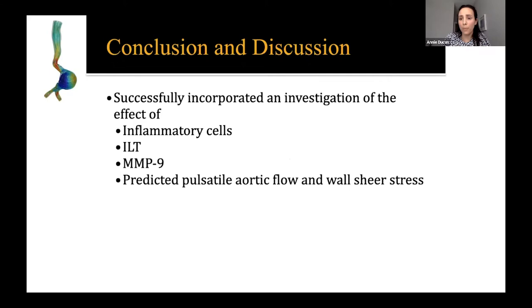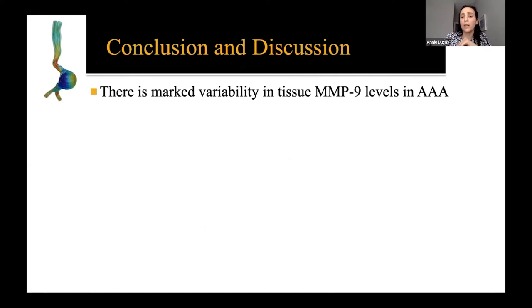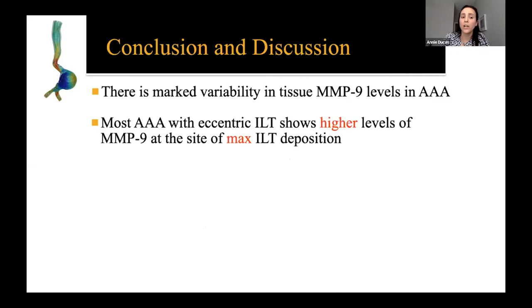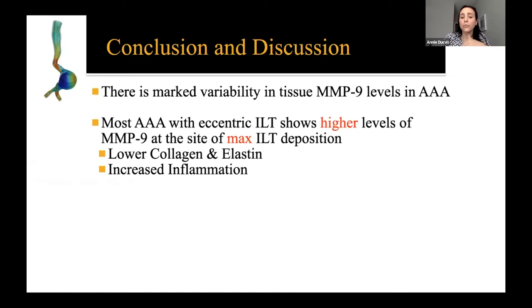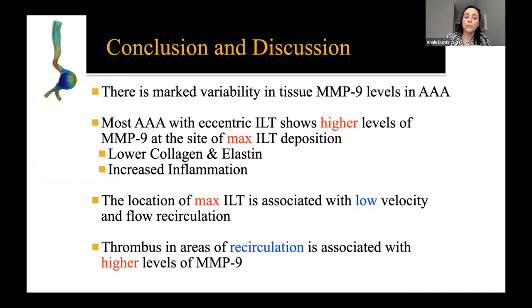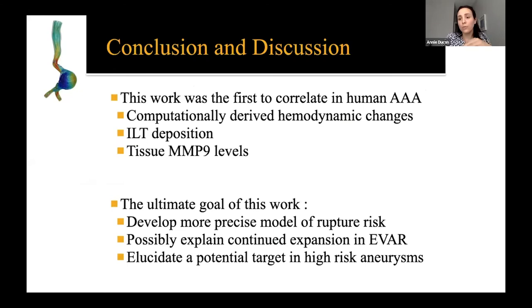Our population of aortic aneurysms was the same as most populations of aortic aneurysms. What we found was that there was marked variability of MMP9 in aortic aneurysms, that in areas of high thrombus, there was higher MMP9, lower collagen and elastin, and increased inflammation. In areas of recirculation, there was higher amounts of intraluminal thrombus, as well as the recirculation and high thrombus was associated with higher concentrations in the tissue of MMP9. This was the first study to correlate in human aortic tissue flow and stress within the aorta with intraluminal thrombus, as well as tissue MMP9 levels.